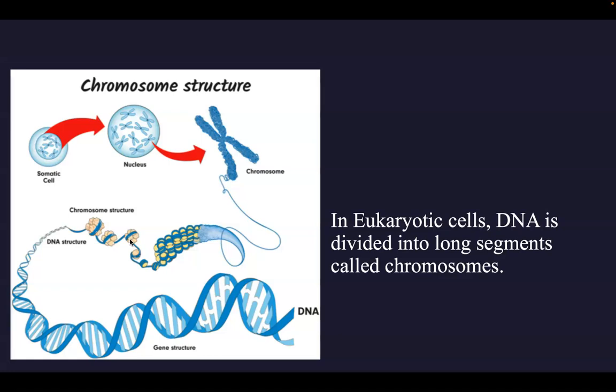In eukaryotic cells, DNA is divided into long segments called chromosomes. So here you can see a somatic cell with a nucleus containing genetic information. That genetic information, DNA, is bound up and packaged into chromosomes. So when we're talking about chromosomes, we're just talking about the nicely packaged units of DNA.